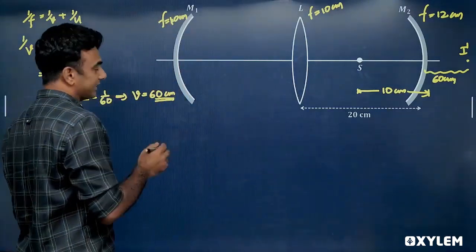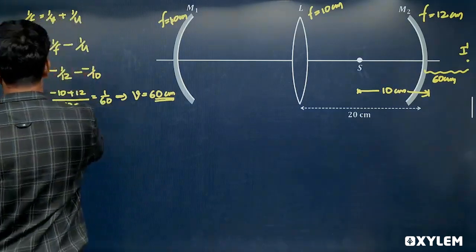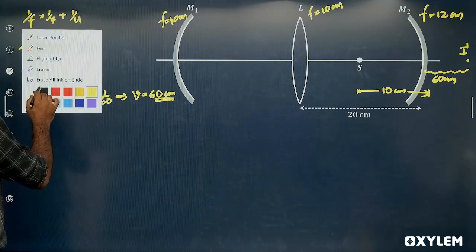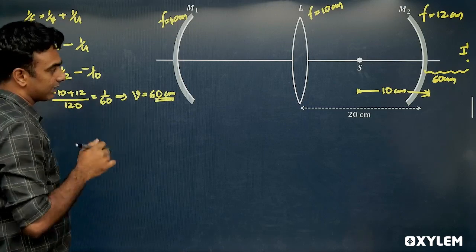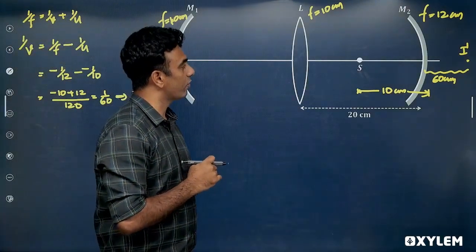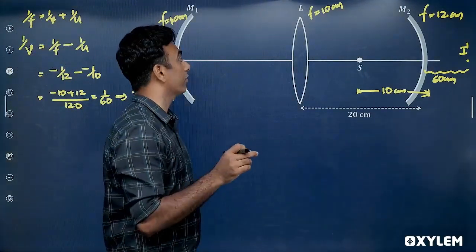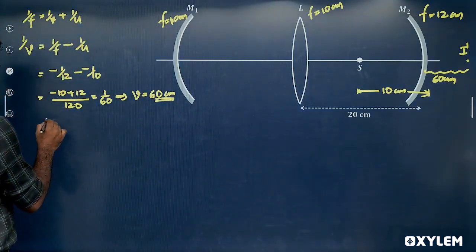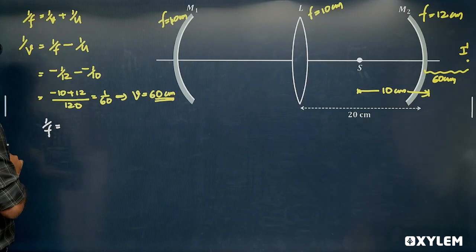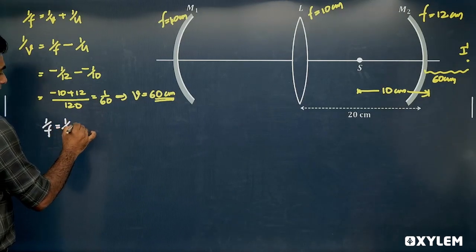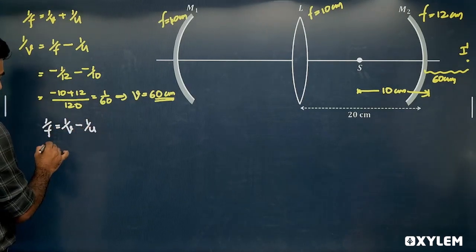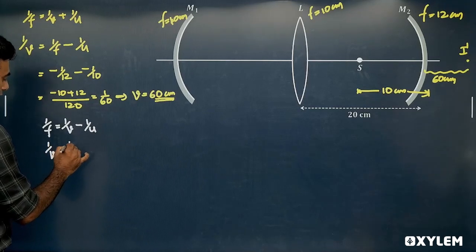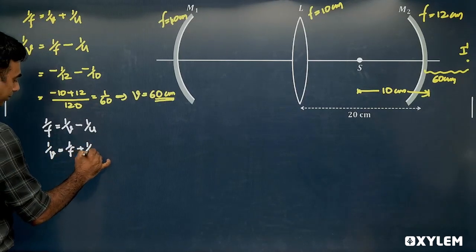Now, what is our second task? Our second task is to find the image position of the lens. For that, let me make use of the lens formula: 1 by f is equal to 1 by v minus 1 by u, or 1 by v equals 1 by f plus 1 by u.